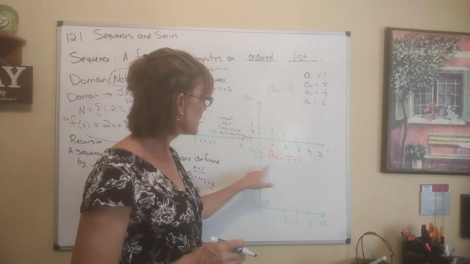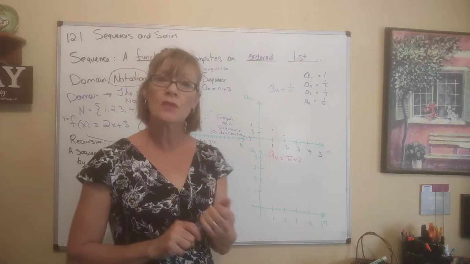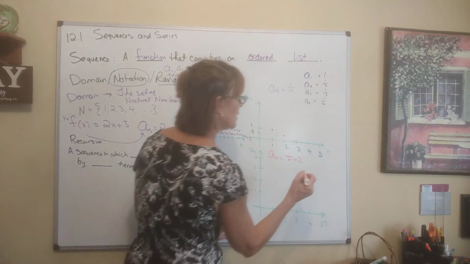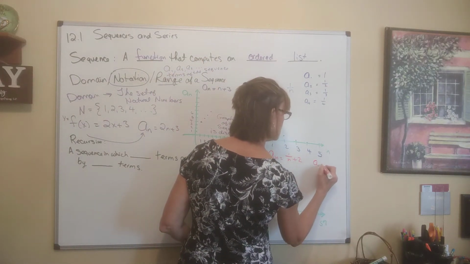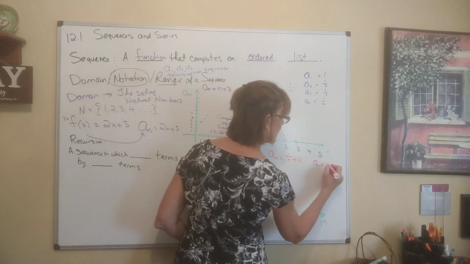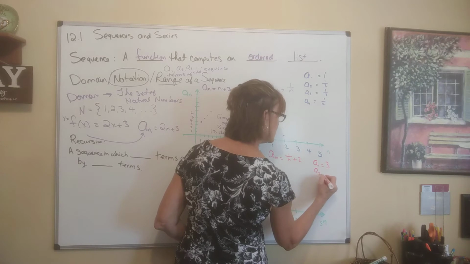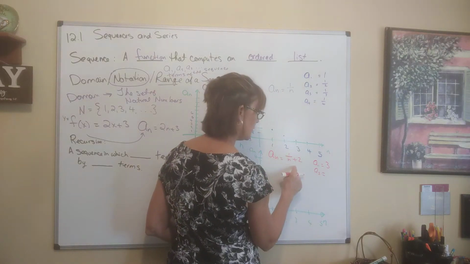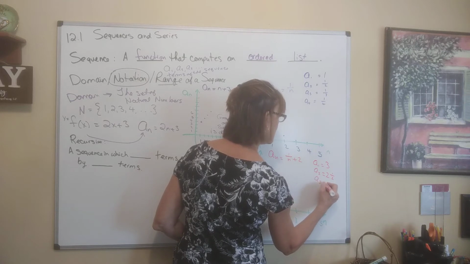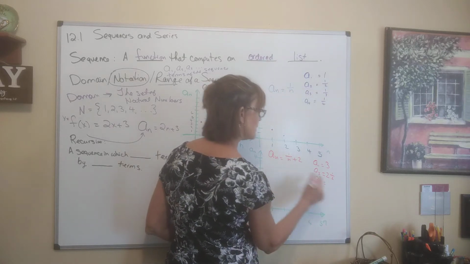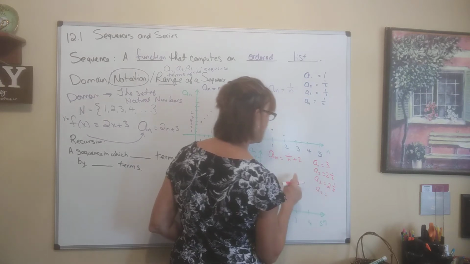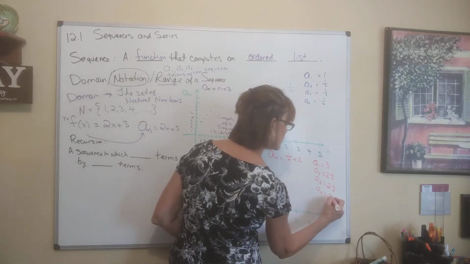Okay. Let's look at this one, the red one. A sub n is 1 over n plus 2. All right, let's put some input in here. A sub 1 would be 1 over 1, which is 1, plus 2. So that's 3. A sub 2 would be 1 over 2 plus 2, that's 2.5. A sub 3 would be 1 over 3 plus 2, that's 2.33. A sub 4 would be 1 over 4 plus 2, that's 2.25.